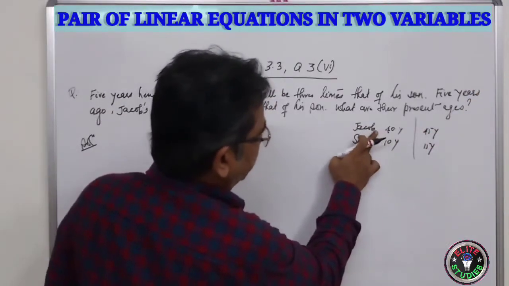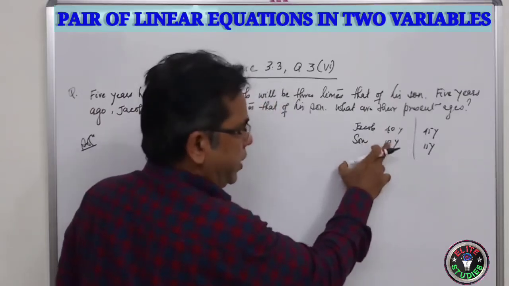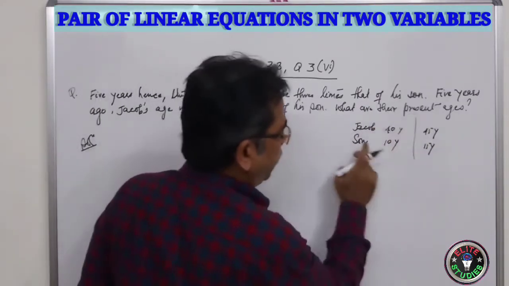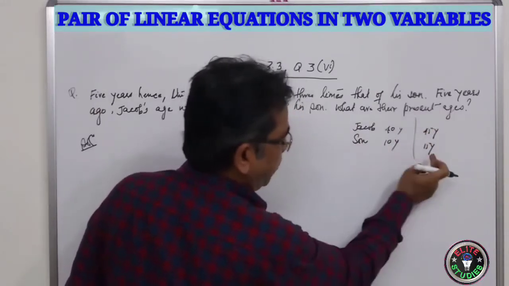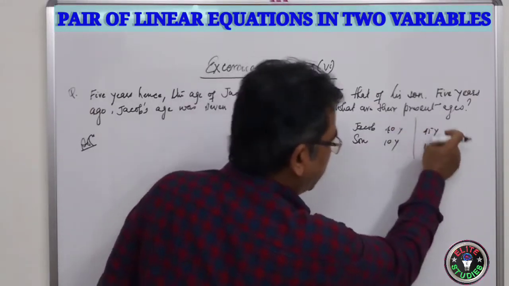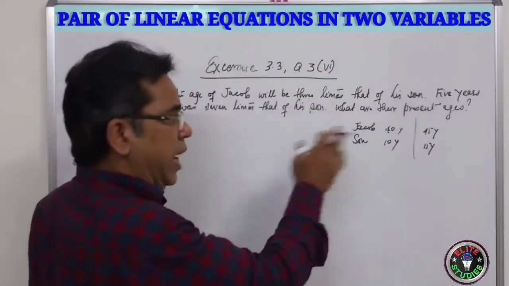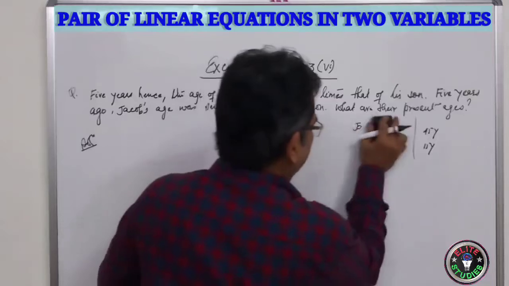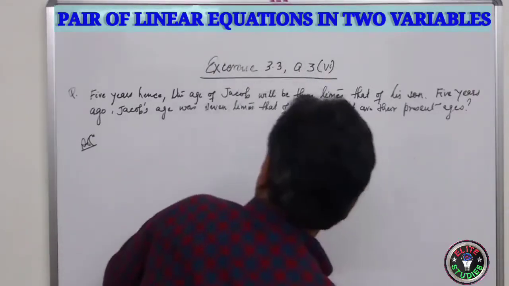Again I will repeat. Now suppose the present age of Jacob is 40 and the son's age is 10. So now Jacob is 4 times older than son. But after 5 years, Jacob will become 45 years and son will become 15 years. Now Jacob is only 3 times older. So these times will change, but the difference will remain the same. So with this, let us try to solve this equation.